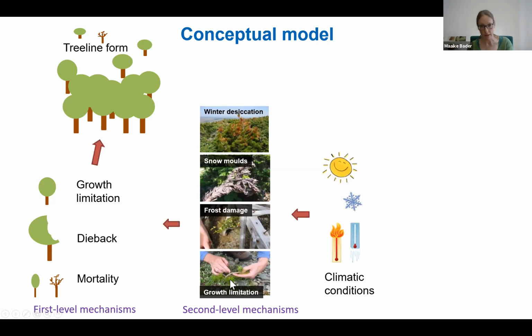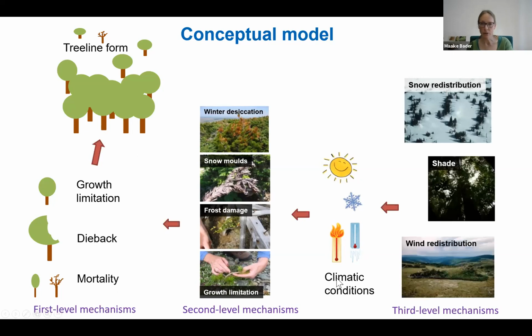Of course, these second level mechanisms are dependent on climatic conditions. And the climatic conditions in turn are determined by not just the general macroclimate, but also by the local conditions. And part of those conditions can be things like rocks and small topographical differences, but also the vegetation itself. And that is quite important for this whole concept, that there is actually a feedback. So the tree line form causes a modification of the climate, for example, by a redistribution of the snow.